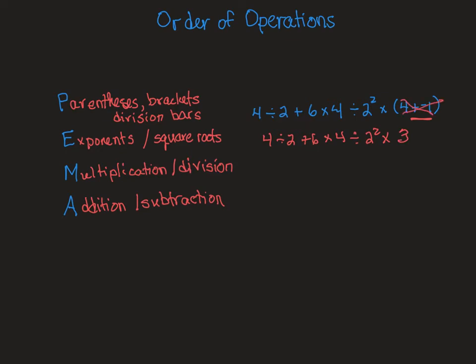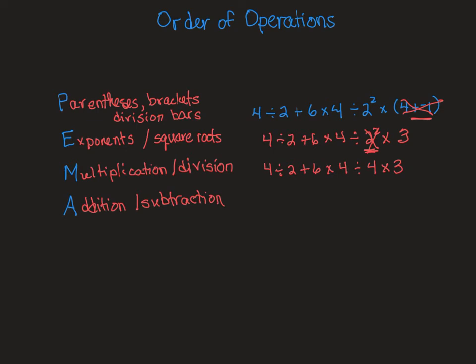Now I go through. Are there any more parentheses? Nope. Now I'm looking for exponents, and I have one right here. So I'm going to say 4 divided by 2 plus 6 times 4 divided by 4, because 2 squared is 2 times 2, times 3. And I've crossed that out. You see I'm combining them now based on order of operations. Then I have no more exponents, I have no more parentheses. Now I'm looking for multiplication and division as it comes from left to right.